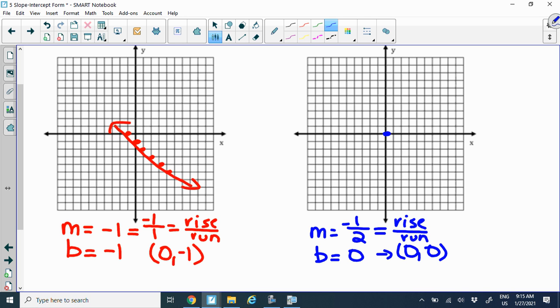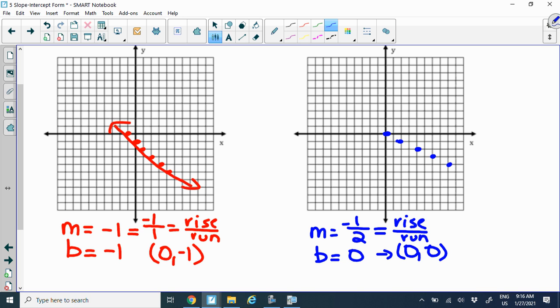So anytime we have negative slope, it looks like we're going down. A positive slope means we're going up. Meaning I go down 1, and then it looks like I go to the right 2. Let me do it again. Go down 1, to the right 2. Down 1, to the right 2.